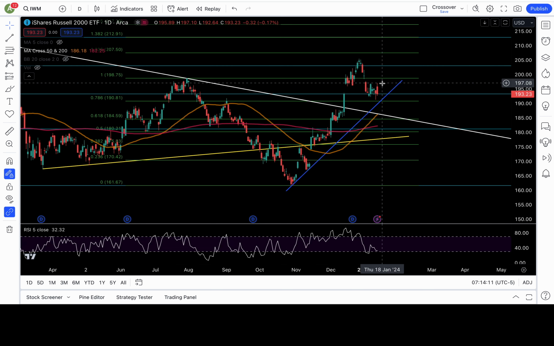Those levels clear, 197 would be in play. Potential double top around that 197 zone. So we'll need to clear that to cancel it and put 198.75 or higher in play.